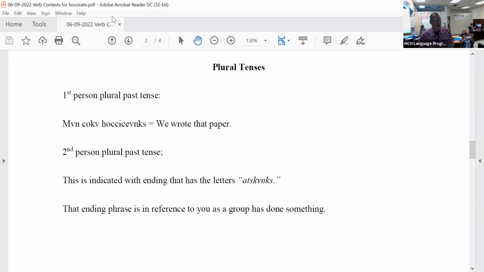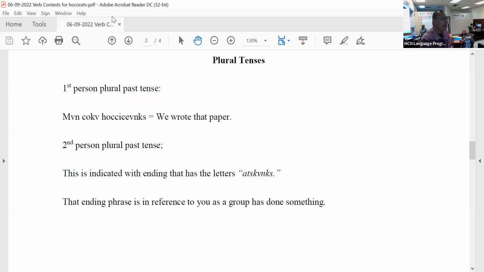Now, we're going to get into plural past tense. Like if I say we wrote that paper like yesterday, then I'm going to have to add the letters EV and KS toward the end of Hotejida. And that word becomes Hotejiunks. Soga Hotejiunks. We wrote that paper. Toga Hotejiunks.